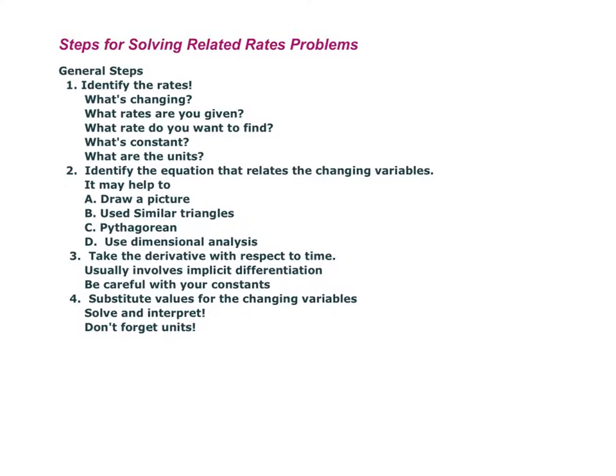After you've got that equation, then you're going to take the derivative with respect to time. That usually involves implicit differentiation. And be careful about your constants, because anything that was constant, its derivative will be 0. Then finally, you're going to substitute the values for the changing variables, solve and interpret, and don't forget your units on your final answer.